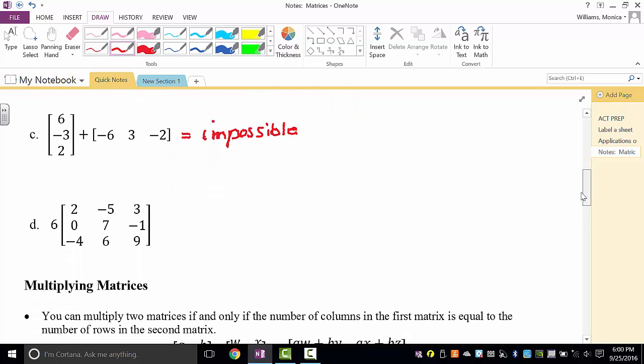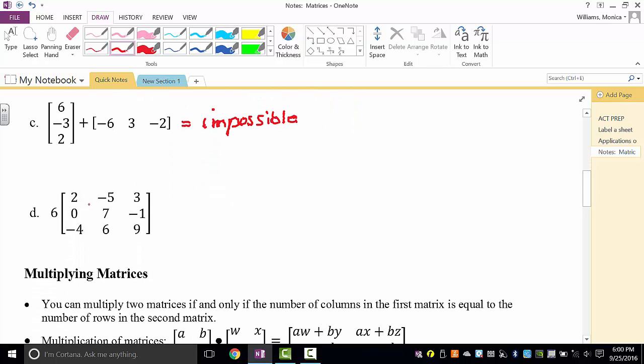D, we're doing scalar multiplication. It's just like the distributive property. Multiply each element in the matrix by 6. Six times 2, 6 times negative 5, 6 times 3, 6 times 0, and so forth.